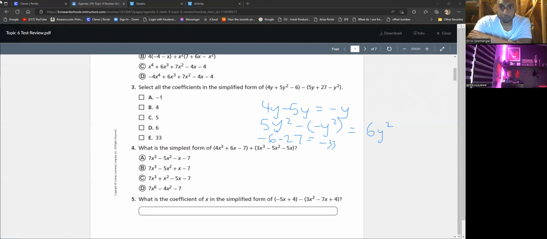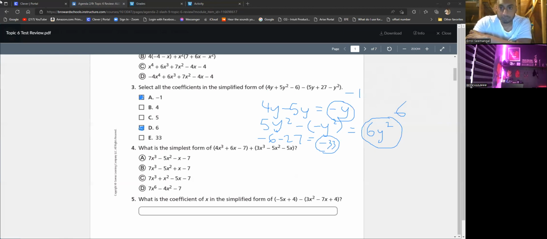What are your coefficients? What's the coefficient on this one? Negative 1. What's the coefficient on the 6y squared? The 6. And this one, does this one have a coefficient? No, there's no coefficient on that one. So A and D. Okay, negative 1 here, 6 here.